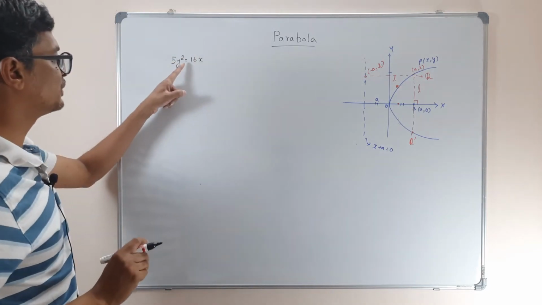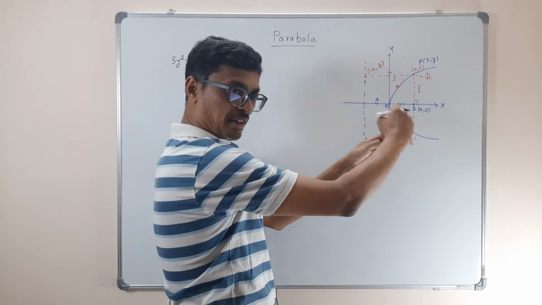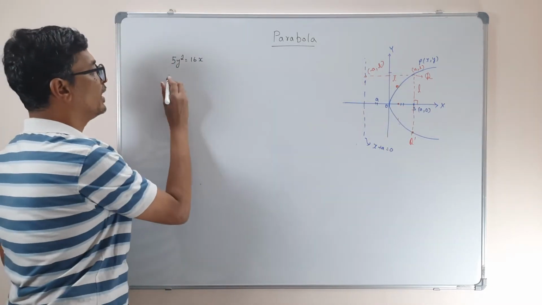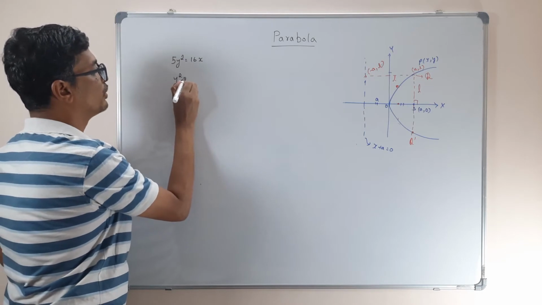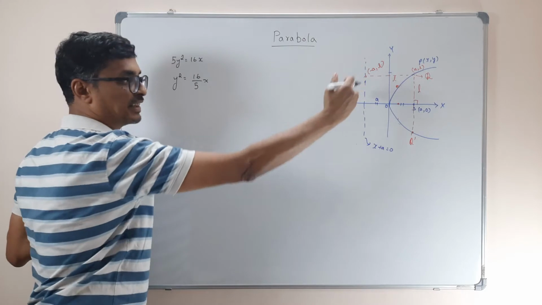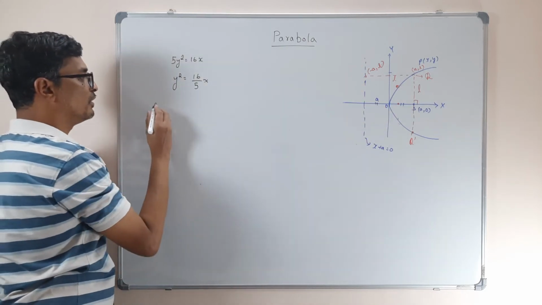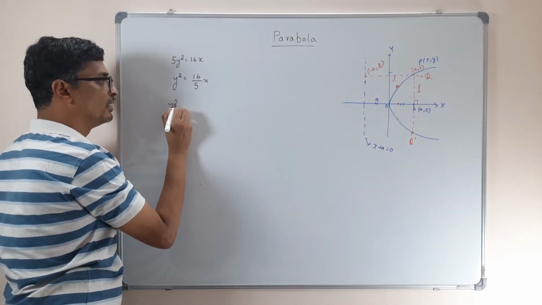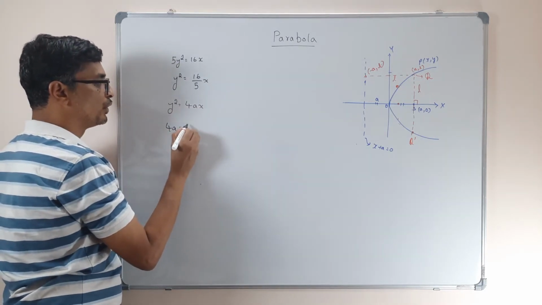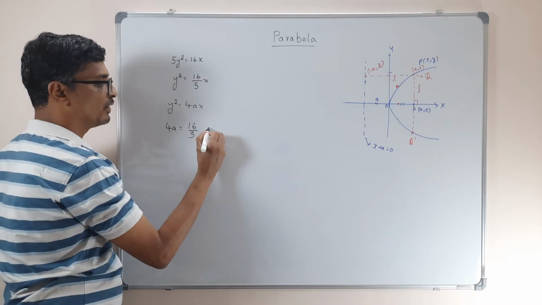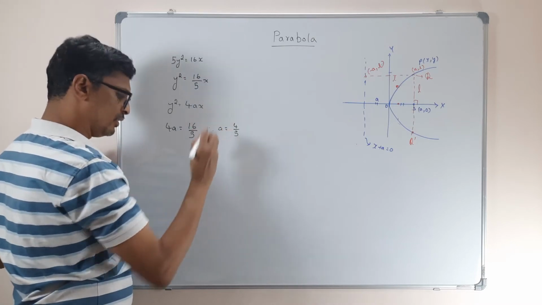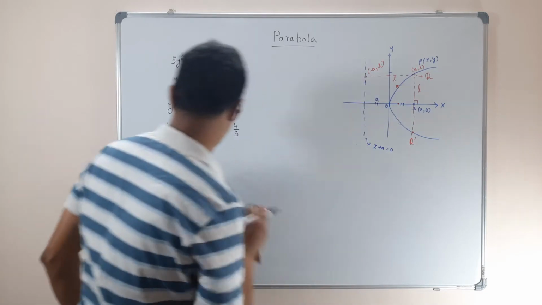So what is this form? This is basically right-sided. So I can write it as y square equal to 16 by 5 x. The general form of parabola is y square equal to 4ax. So 4a is equal to 16 by 5. Tell me what is a? A equal to 4 by 5. And now you know what the points are.